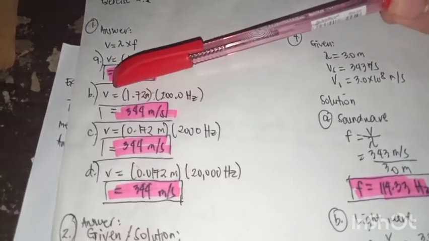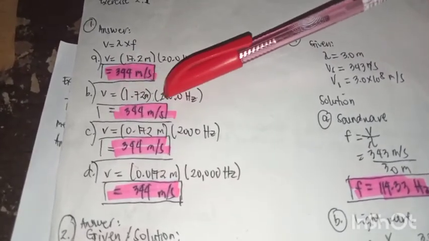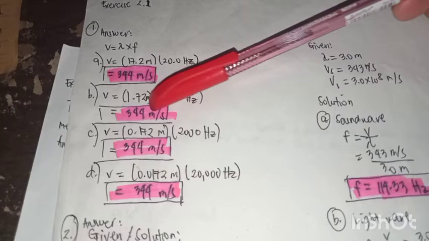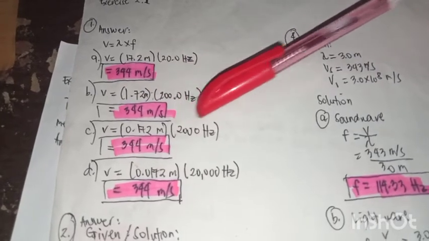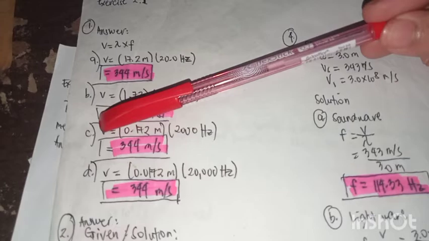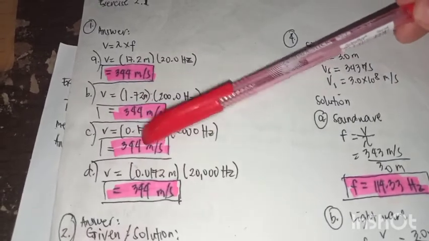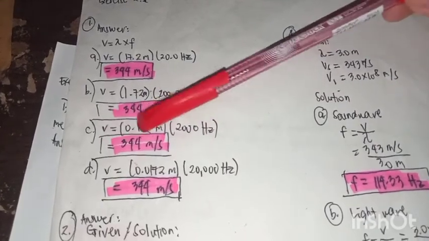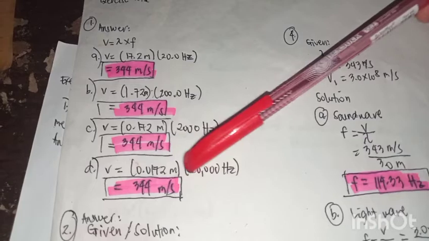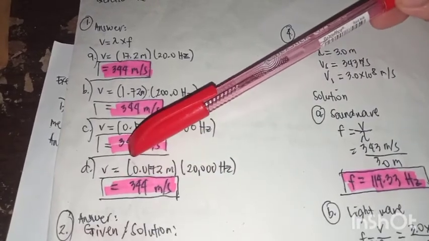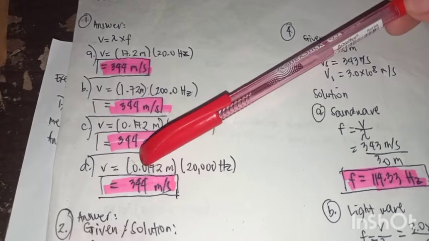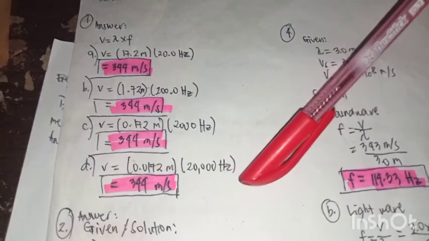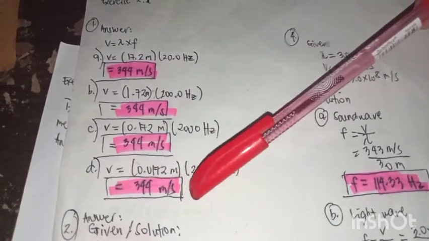For letter B, velocity is equal to 1.72 meters times 200.0 Hz is equal to 344 meters per second. For letter C, velocity is equal to 0.172 meters times 2000 Hz. The result is 344 meters per second. For letter D, velocity is equal to 0.0172 meters times 20,000 Hz. The result is 344 meters per second.